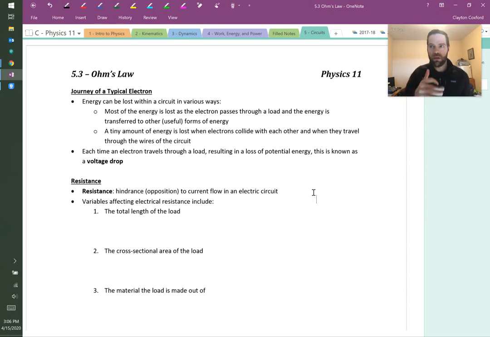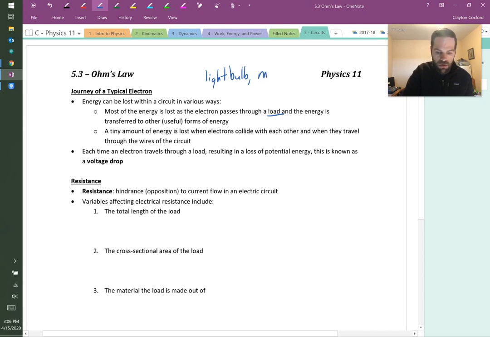When they're flowing through the circuit, that energy is going to be lost in a variety of ways. Typically, most of the energy that those particles possess is going to be lost through something called a load. Now a load could be a variety of things. It could be something like a light bulb. It could be a motor. It could be your fridge. It could be something as simple as a resistor, which has links to something called resistance. A resistor is just a very general type of load.